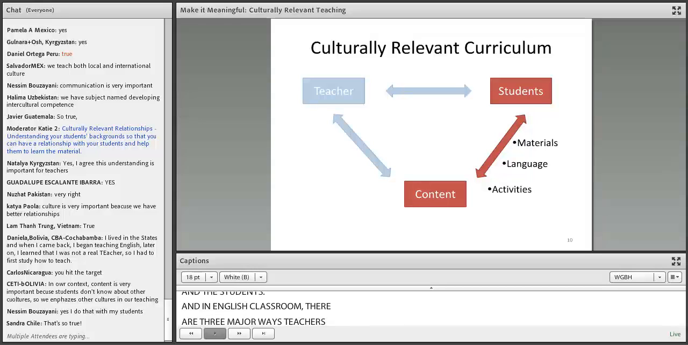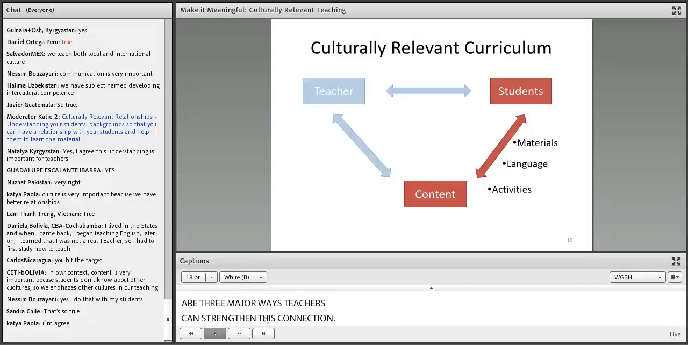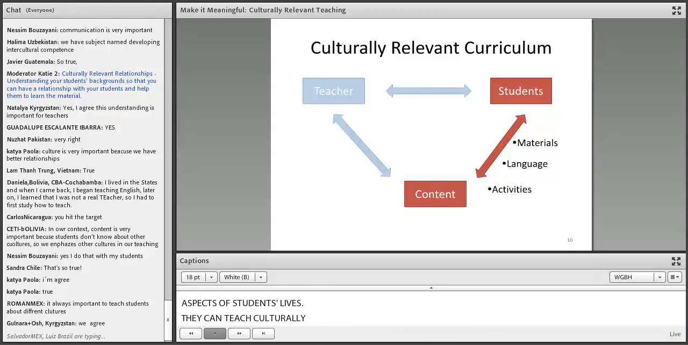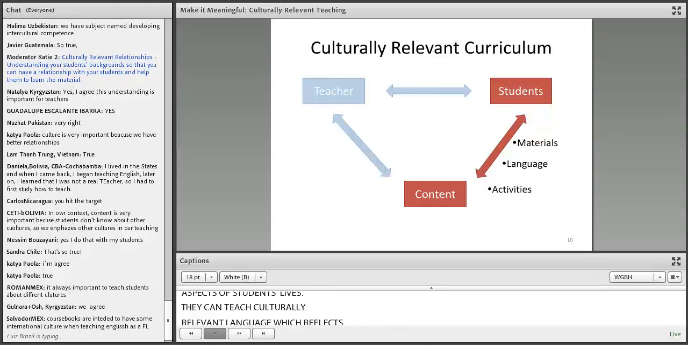They can select culturally relevant materials, like reading and listening texts that reflect aspects of students' lives. They can teach culturally relevant language, which reflects local linguistic norms. And lastly, teachers can include culturally relevant activities, activities that relate to students' lives outside of school.